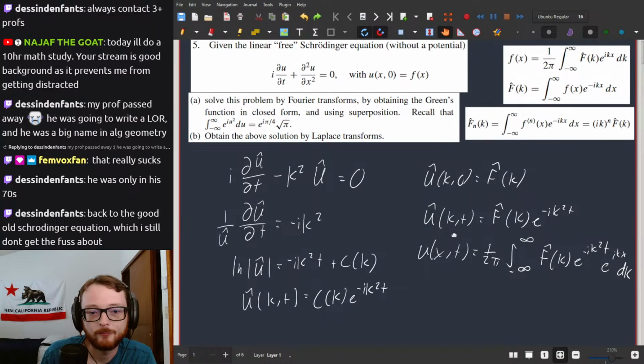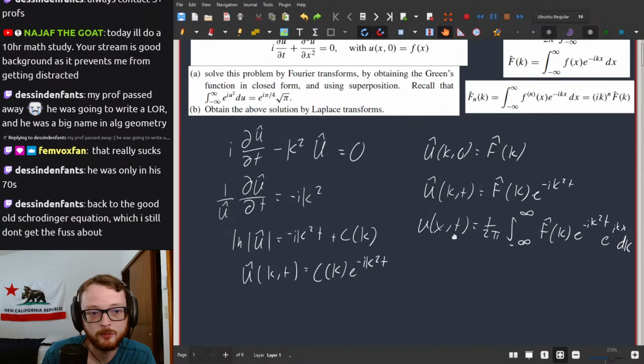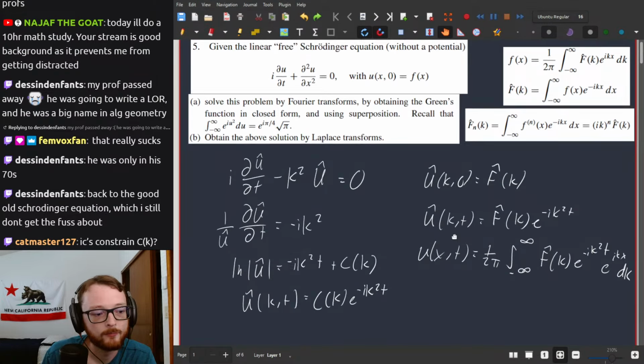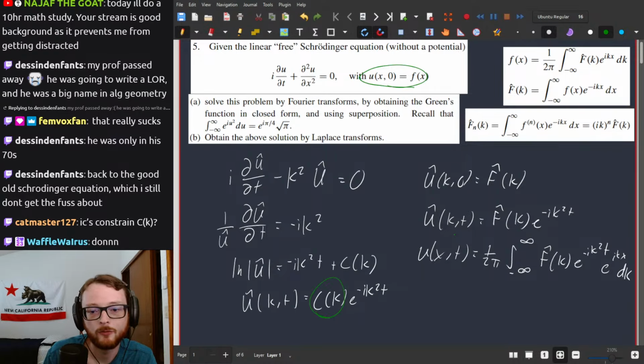And so obviously we don't know what f hat k is, but we can use convolution. Yeah, Catmaster. So we're given that initial condition, and so I found C of k to be f hat k.